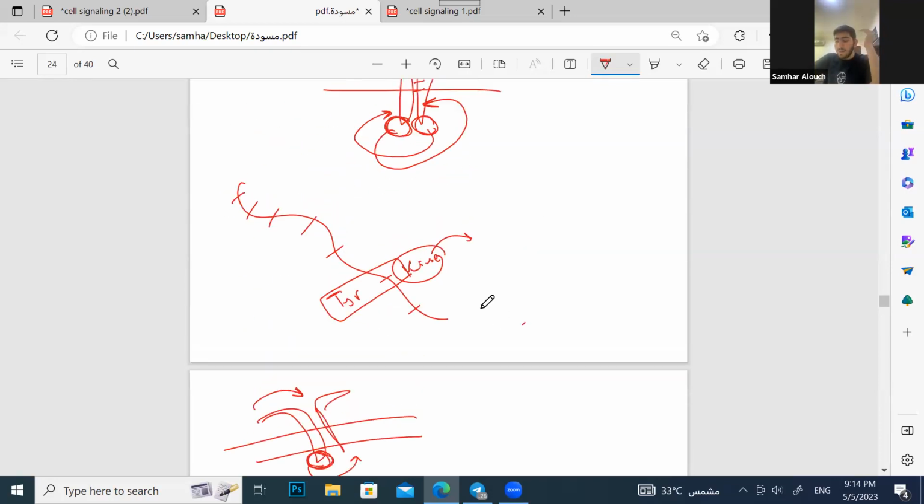Okay? We may have serine kinase or glutamate kinase, which means at the glutamate, we have a kinase. At the serine, we have a kinase. But the most common one and the most effective one is the tyrosine kinase, which is a kinase on the tyrosine residue. Is it clear?